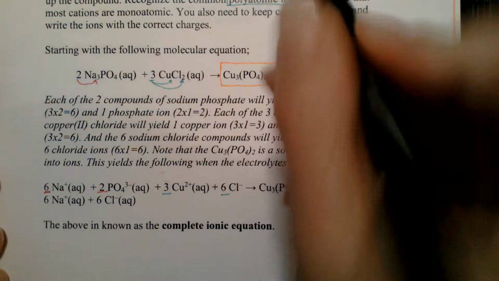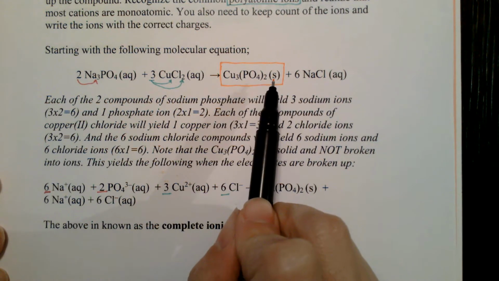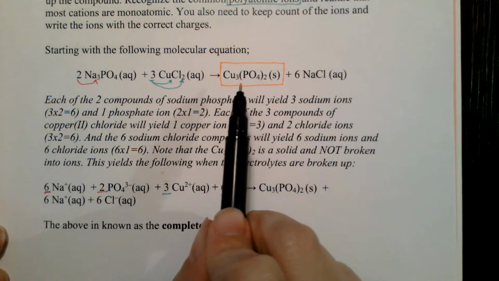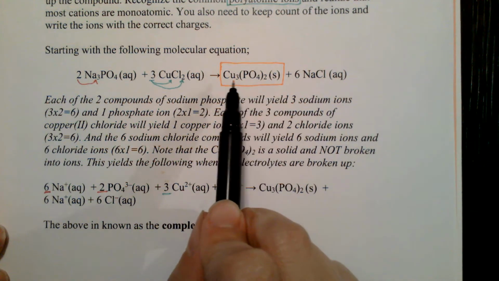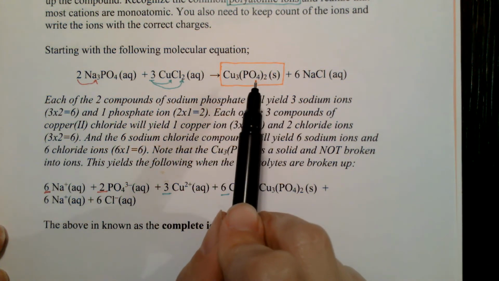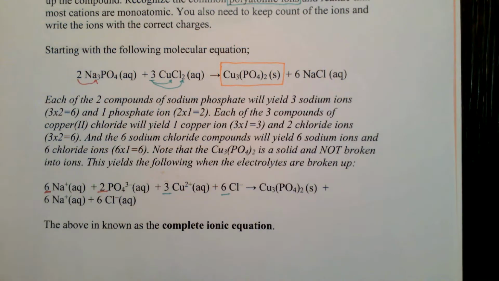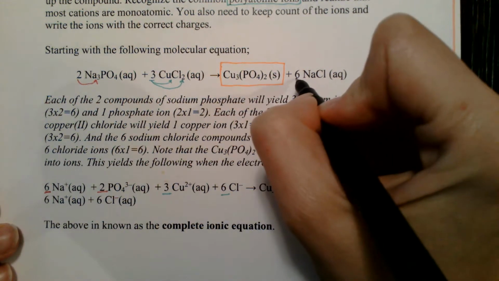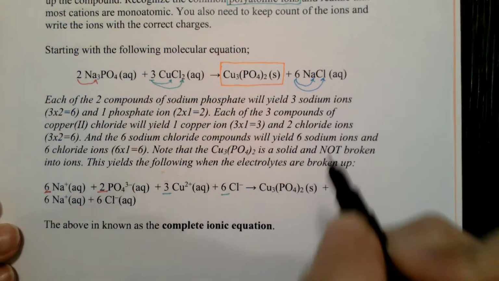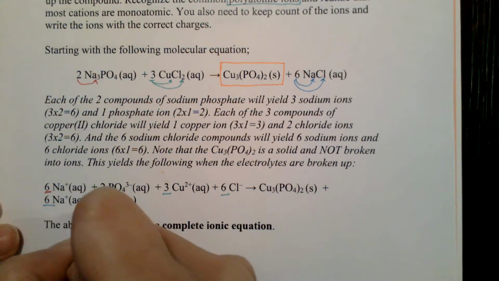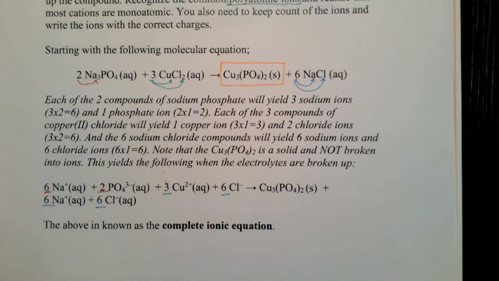This is not an electrolyte. This is a solid. If you look back at when we talked about evidence of chemical reactions, this would just be a solid floating at the bottom of your test tube. We keep this as is and don't break it apart into ions. Our last one is 6 NaCl. This is aqueous, so we can break this apart. We get 6 of each ion, so we have those coefficients down here.